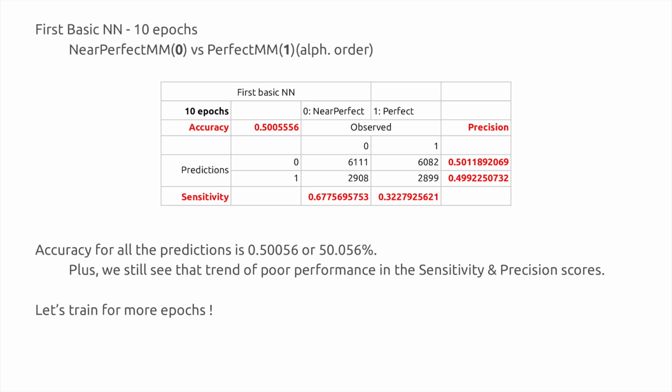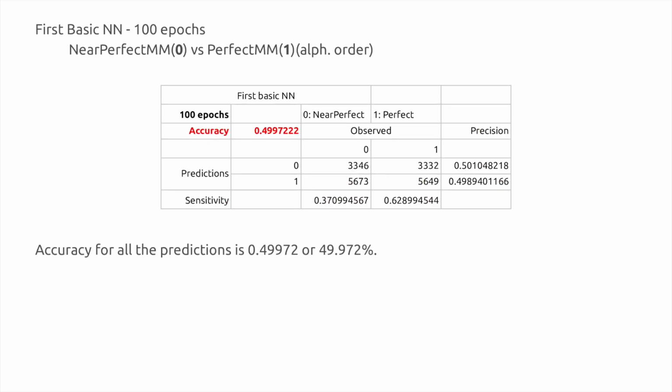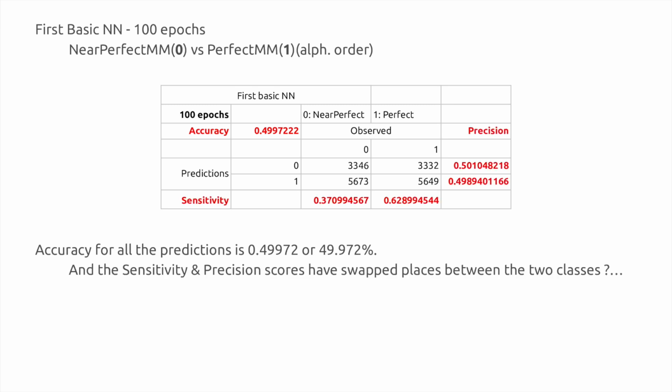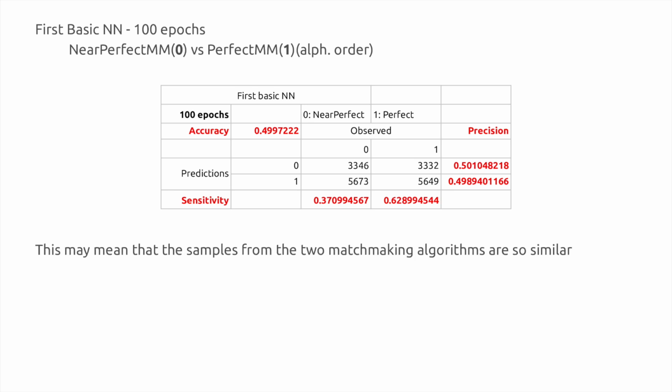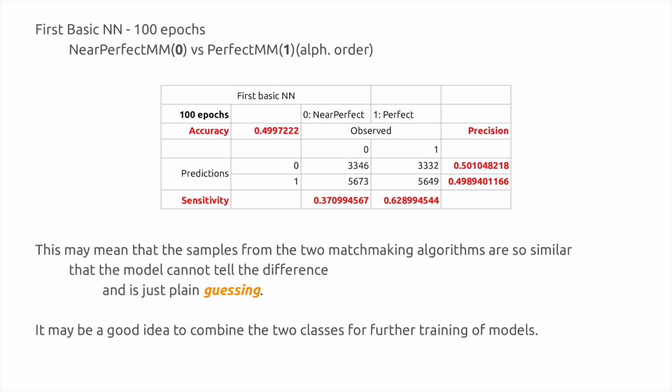Let's train for more epochs. Accuracy for all the predictions is 0.49972 or 49.972%. And the sensitivity and precision scores have swapped places between the two classes. This may mean that the samples from the two matchmaking algorithms are so similar that the model cannot tell the difference and is just plain guessing. It may be a good idea to combine the two classes for further training of models and call it PerfectFAM.